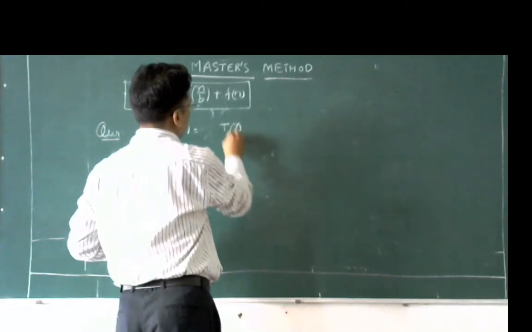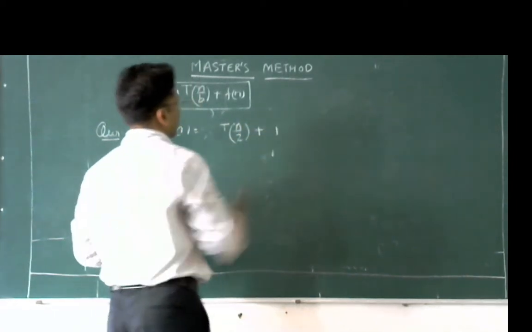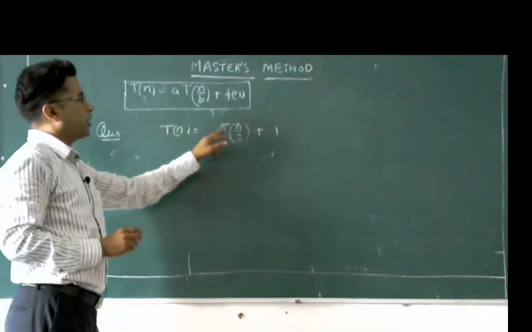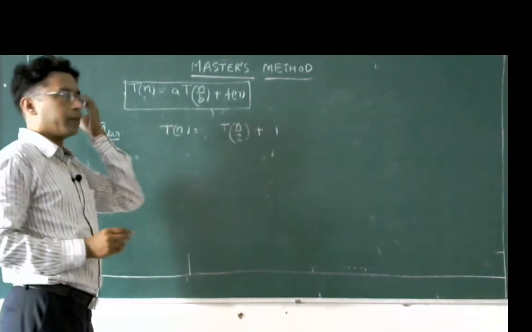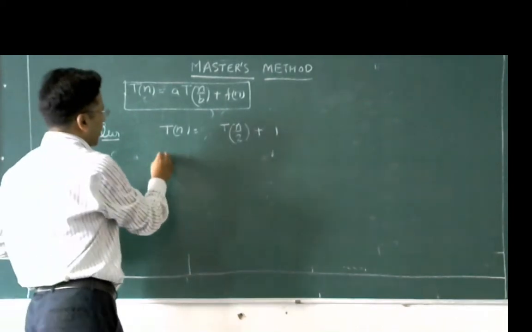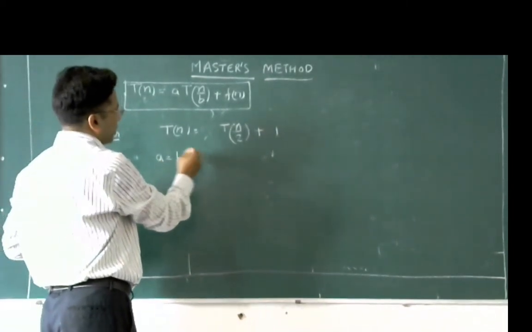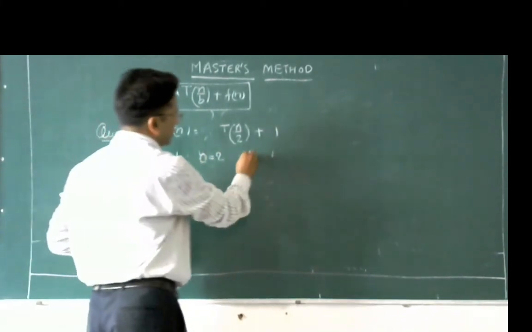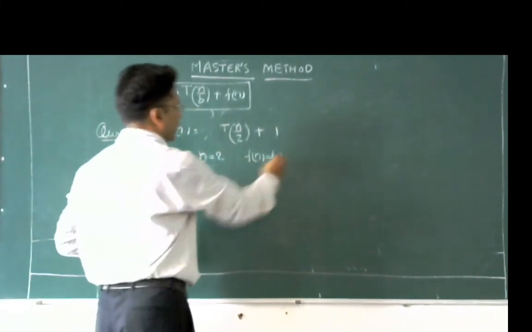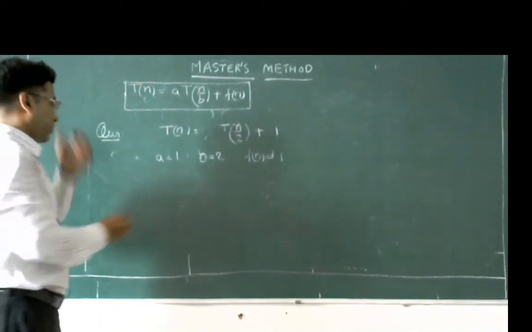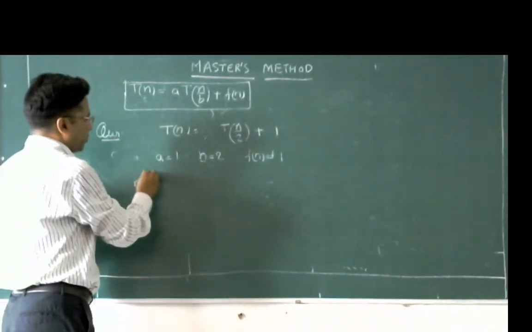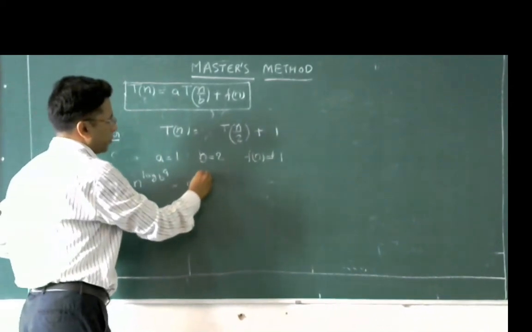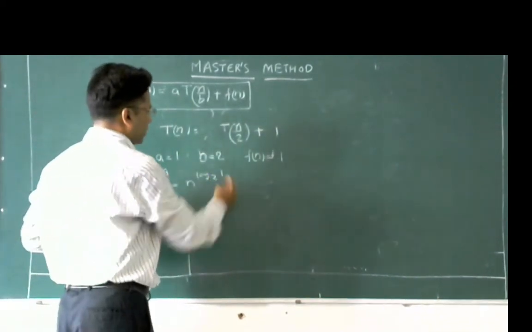N by 2 plus 1. Suppose I am taking the example T(n) = T(n/2) + 1. Here a equals 1, b equals 2, and f(n) equals 1. In this case, we derive the value n raised to the power log a base b, which is n raised to the power log 1 base 2.